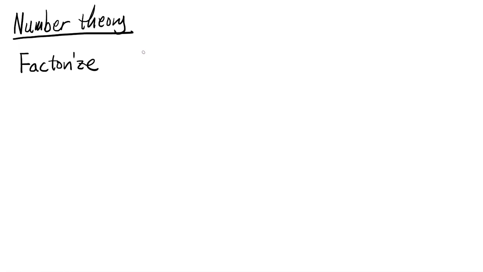So if I have a number, for example, 24, I can factorize it, meaning that I can write it as a product of two numbers. And there are several ways in this case. I can also factorize it into more numbers than 2. For example, I can write it as 3 times 4 times 2.